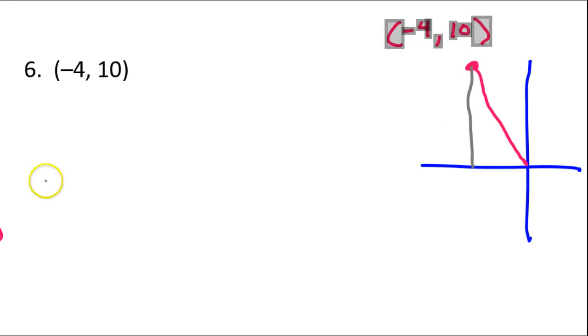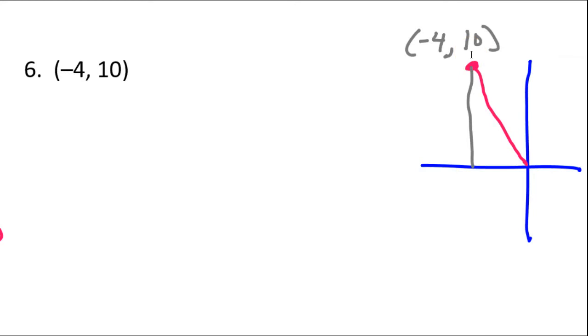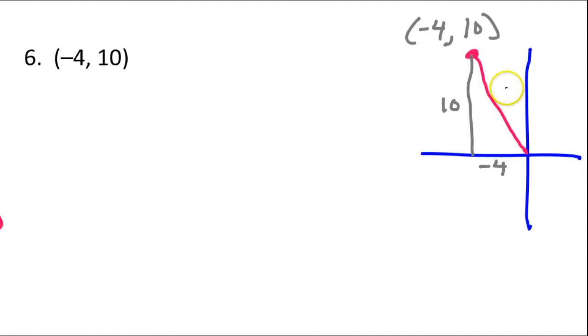Let me see if I can fix this. Alright, since this is the point negative 4 comma 10, then this is left 4 and up 10. Okay, I need to know the length of the hypotenuse, so I will have to do the Pythagorean Theorem. Alright, I'm going to call this C.